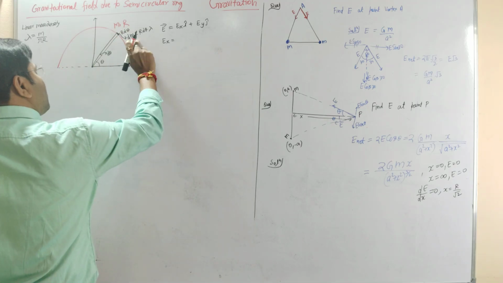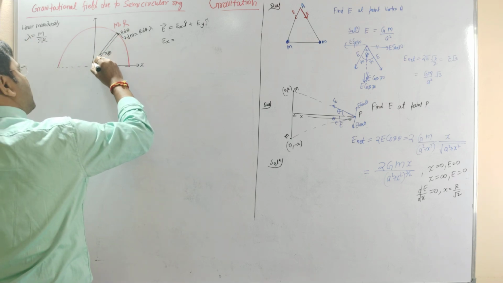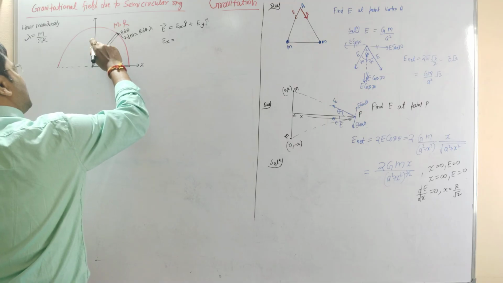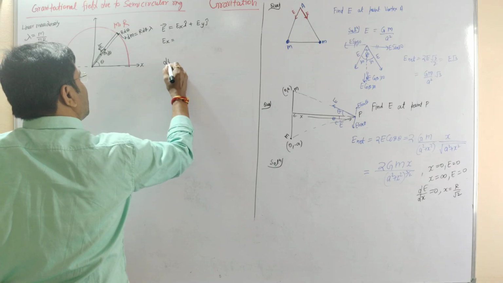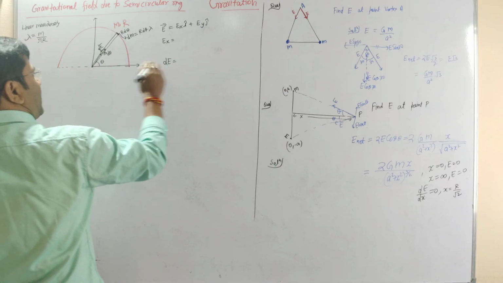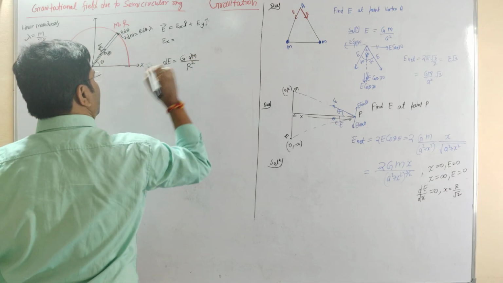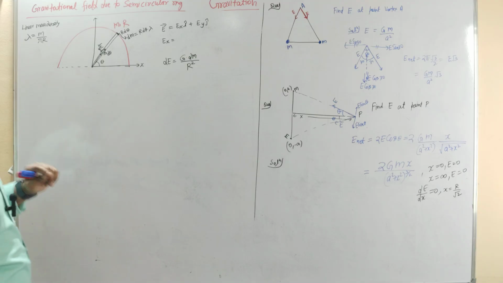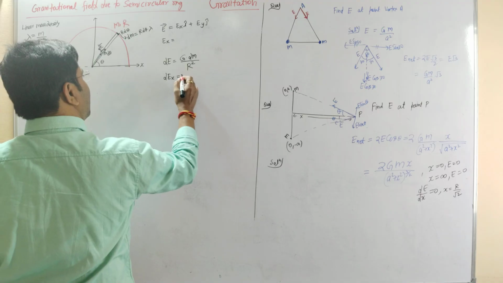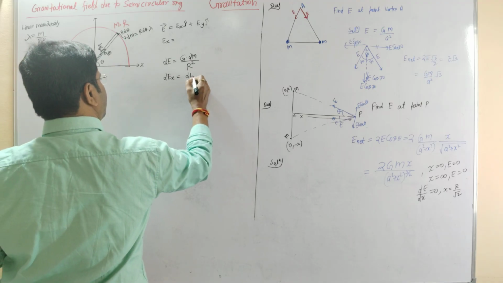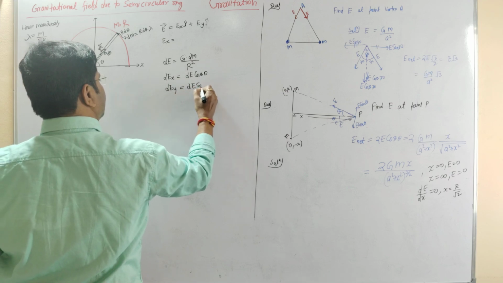Now this dm you can consider a point mass. Due to this dm, what is the field here? That field will be along this direction only. This is dE, very small. So dE will be equal to G dm upon r square. Now I can take the components of dE: along x, dE cos theta, and along y, dE sin theta.